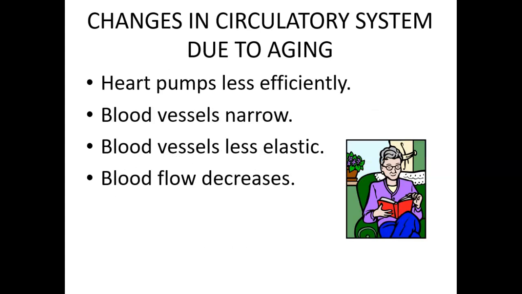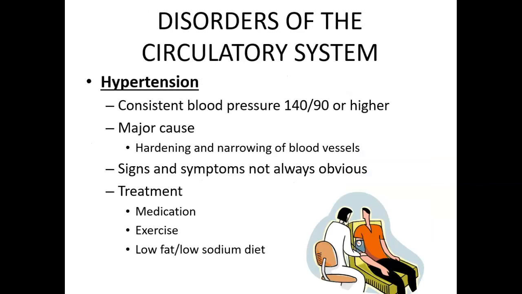Changes in the circulatory system due to aging. We know that the heart pump becomes less effective as a person ages. The blood vessels tend to narrow or become less elastic and the blood flow decreases. So it is normal as the person ages for these things to happen, which can cause all kinds of cardiovascular diseases. So here are some of the disorders of the circulatory system.